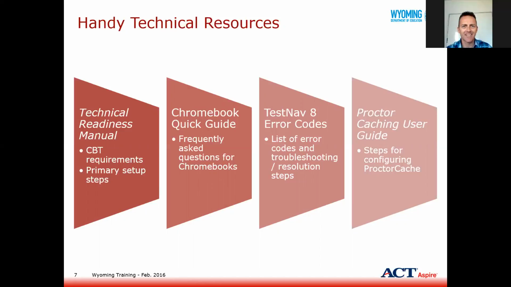We have a TestNav 8 error codes document, which is handy for all the TestNav 8 error codes along with the troubleshooting and resolution steps. Typically you don't see any error codes within TestNav 8, but if during a test session you lose connectivity either to the ACT Aspire servers or to your local Project Caching server, it'll warn the student and give them a specific error code. That error code will actually let the proctor know what is going on and how to quickly resolve that.